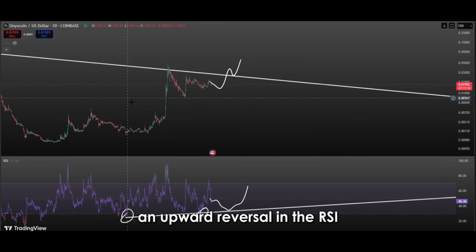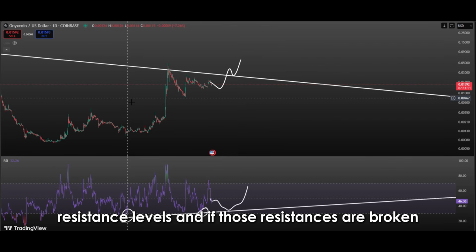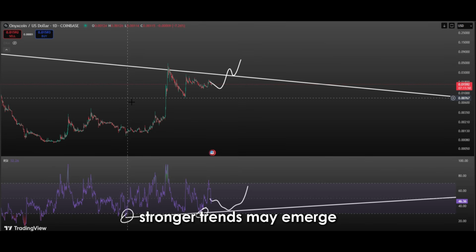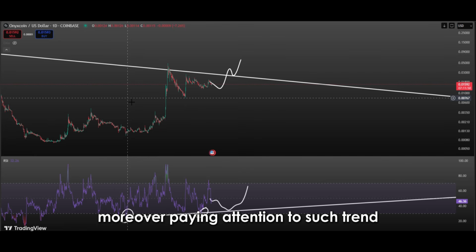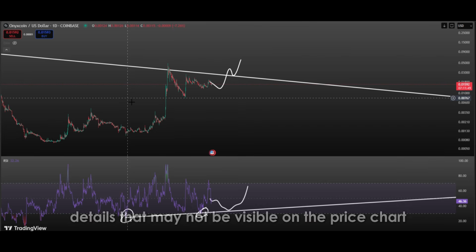An upward reversal in the RSI increases the likelihood that prices will test resistance levels, and if those resistances are broken, stronger trends may emerge. Moreover, paying attention to such trend structures on the RSI allows for the identification of details that may not be visible on the price chart.